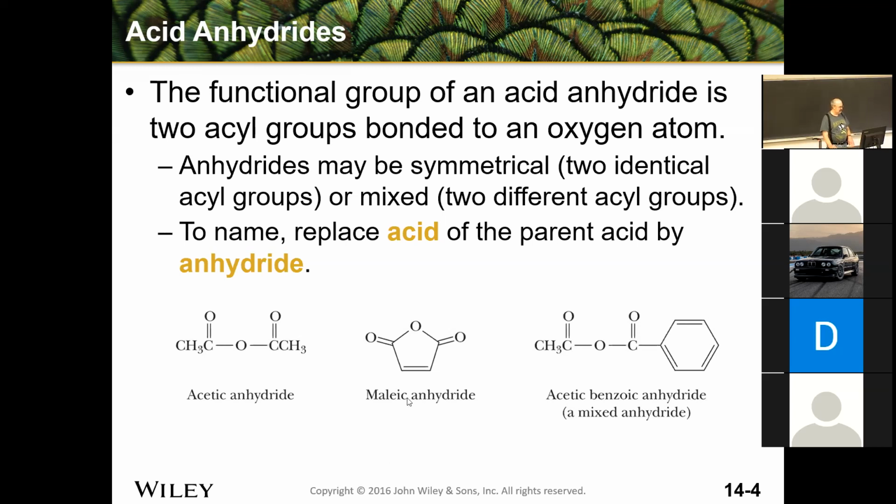So this is acetic anhydride, or in the IUPAC it would be ethanoic anhydride. This is maleic anhydride. And then here's a mixed anhydride. This is acetic benzoic anhydride. Acetic on this side, benzoic on this side. Let me show you maleic acid.